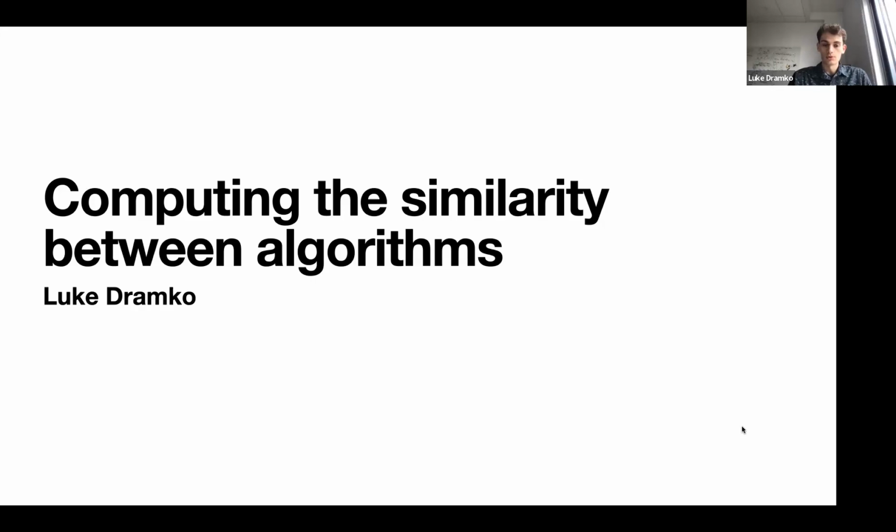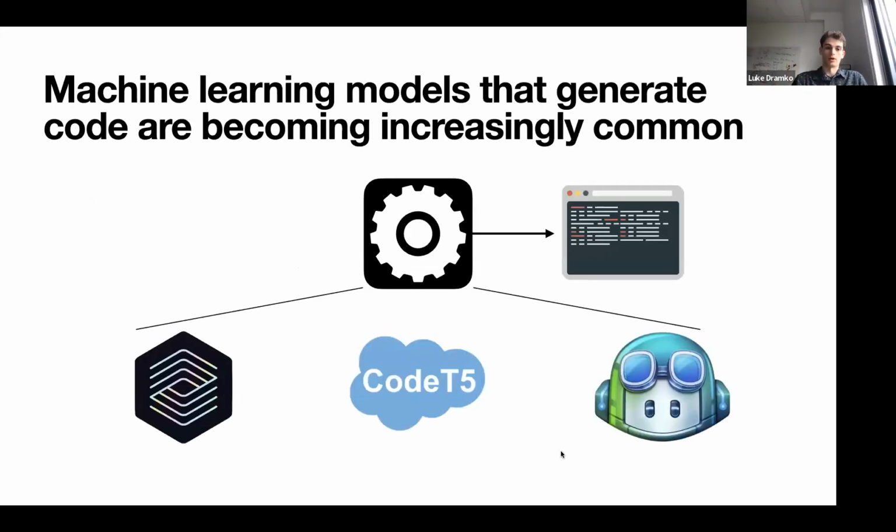Okay. So the title of this work is Computing the Similarity Between Algorithms. And this work is inspired by machine learning models that generate source code. Of course, these are becoming increasingly common. There are all sorts of different machine learning models of code that are being used in various ways.